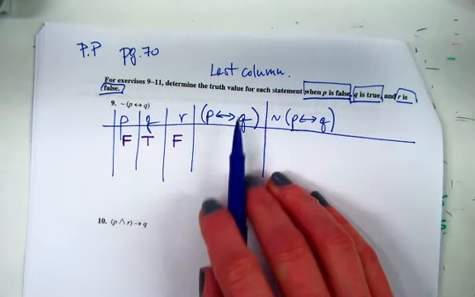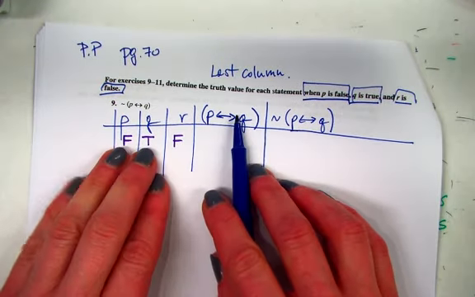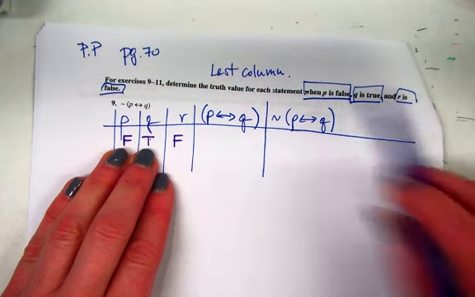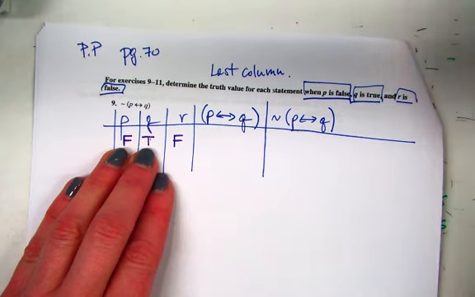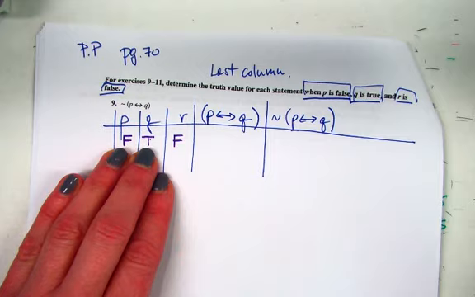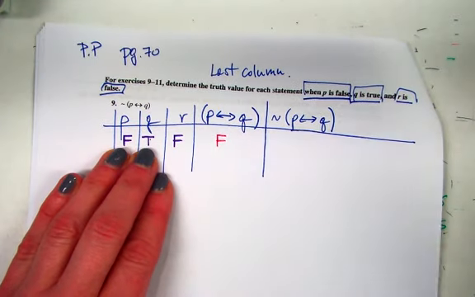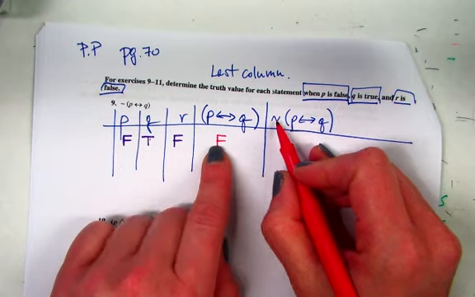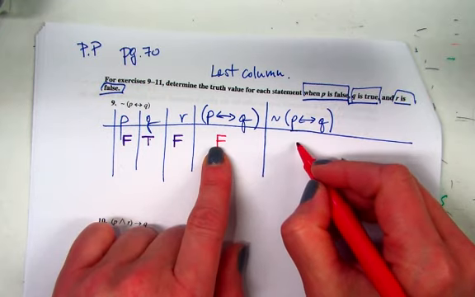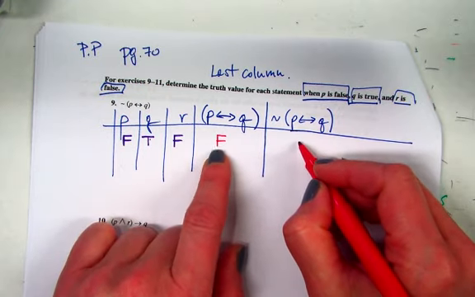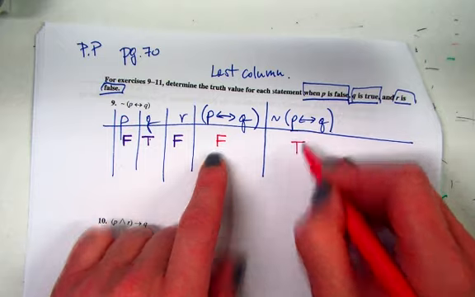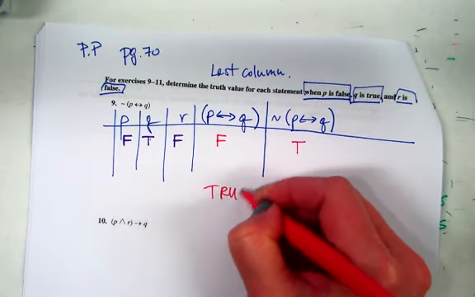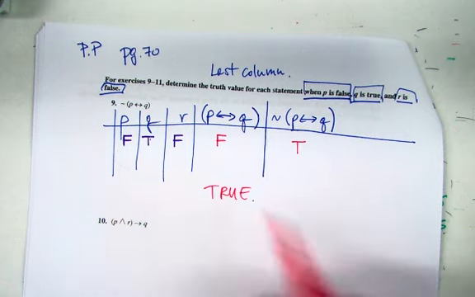So for this one, I'm looking at P and Q. It's false, true. What's this one going to be? False. But now we're asked to negate it. So if this is false, what's the final answer? How do you negate that? True, right? So the answer, the truth value of this statement, is true, and we're done.